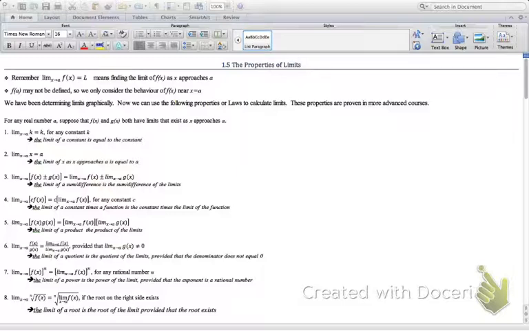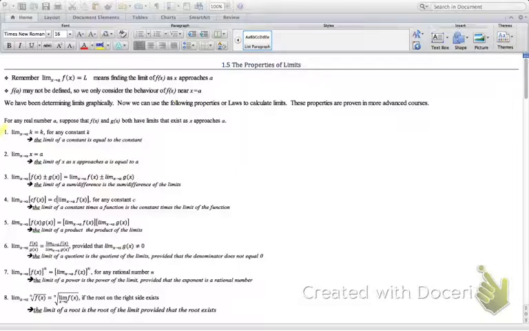near x equals a. So we've been looking at this graphically, but now we're going to be looking at this through properties or laws to calculate the limits. It's really important that you look at all 8 laws here and you remember each of them as we are solving this. So to begin, we're going to first look at our first limit here.